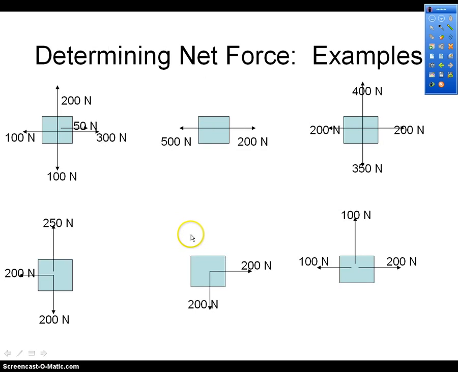Here are some other examples for determining net force. Again, I'd like you to pause the video and figure out the net force in each case, and if it's not in one direction or the other, if it's at an angle, you've got to figure out what that is.